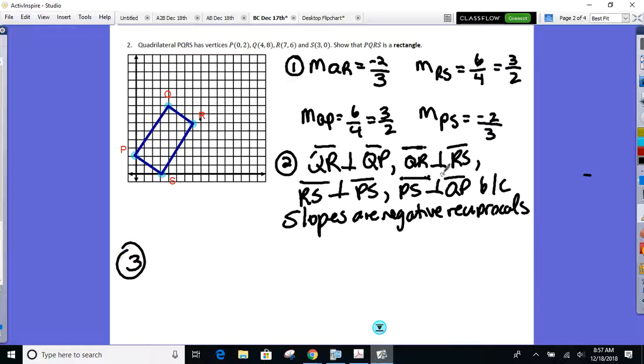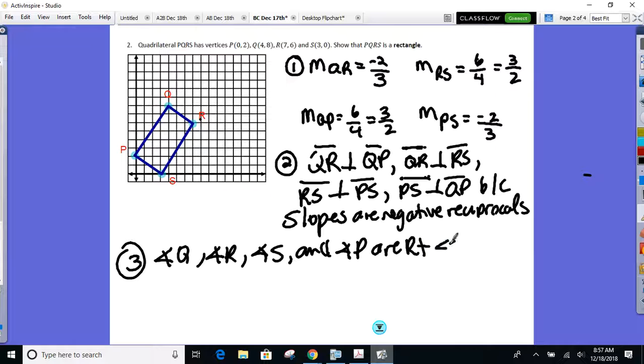All right, now start treating this kind of like a statement's reasons. Now where would you go from here? You got perpendicular lines. Now what am I going to say? If the lines are perpendicular, you have right angles. So ready? Angle Q, angle R, angle S, and angle P are right angles because perpendicular lines form right angles. We're just taking it out of the statements reasons format.